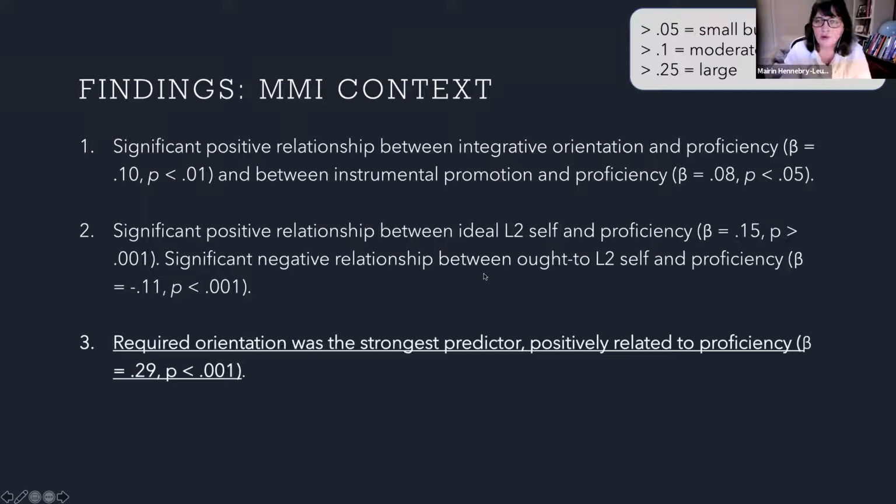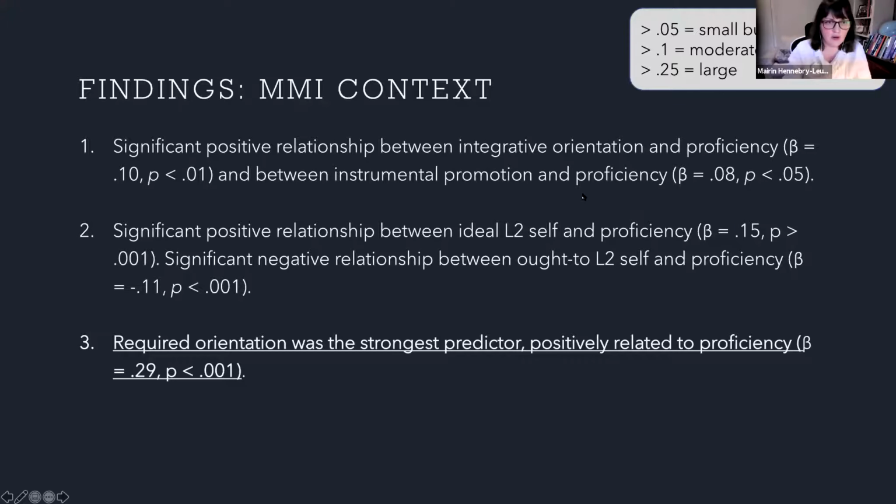And if you look at the top right-hand corner of the screen, you'll see how we can interpret those sizes. So 0.25 is a large effect size. That means it's a really strong predictor. And if we look at the effect size for required orientation, we'll see it's 0.29. So that was by far the strongest predictor in the mixed mode instruction context.